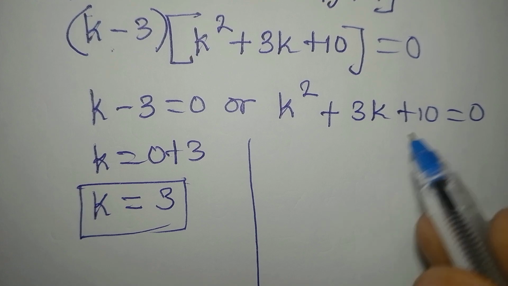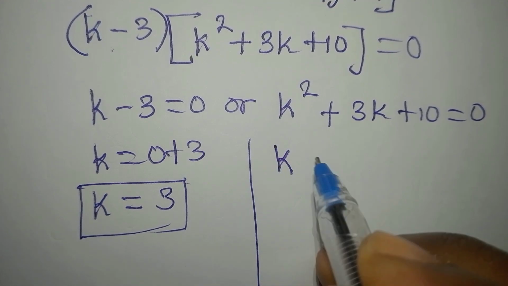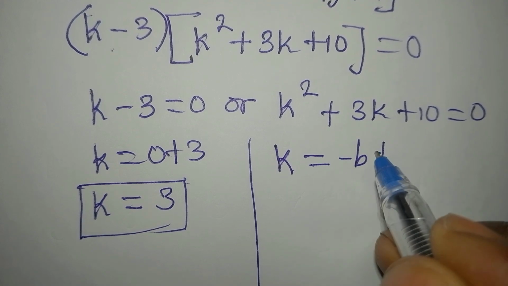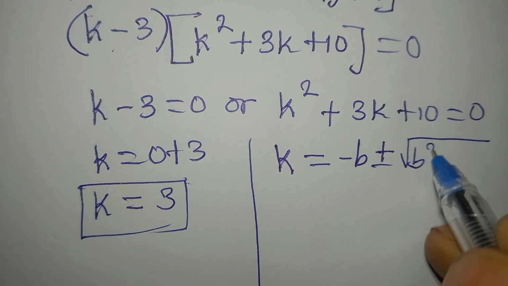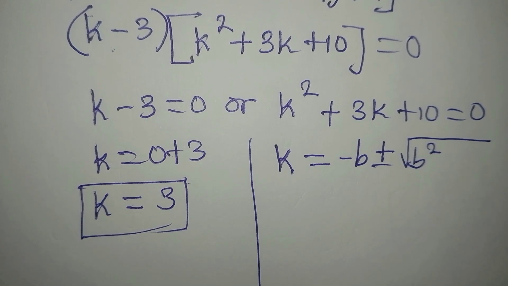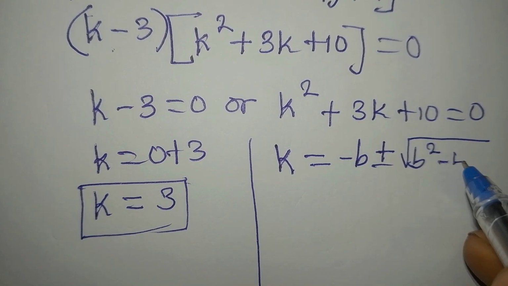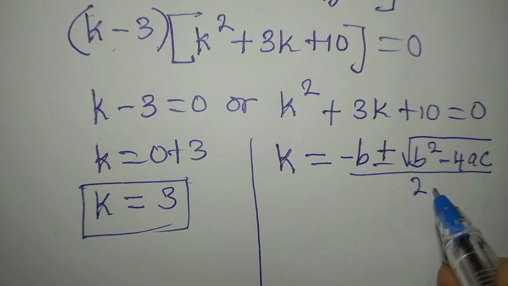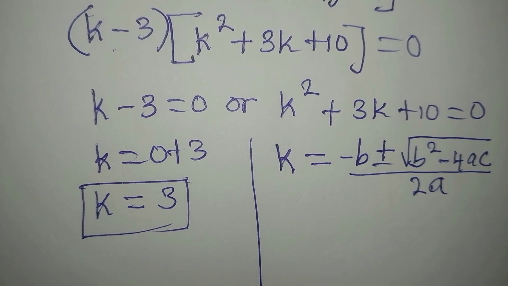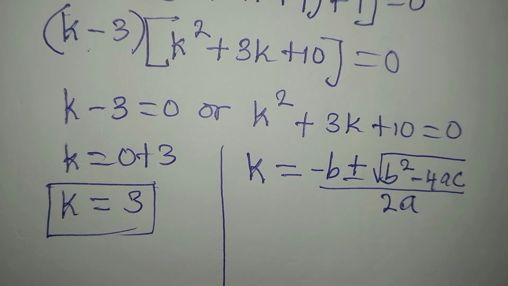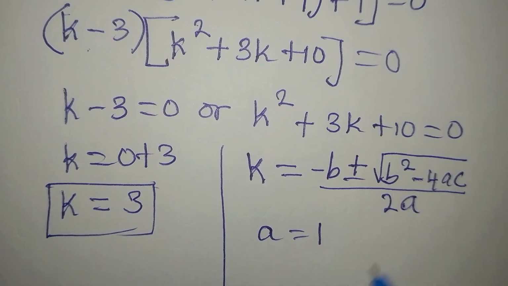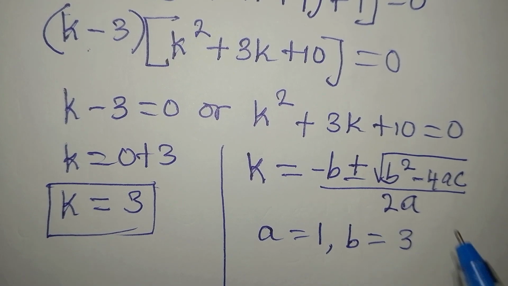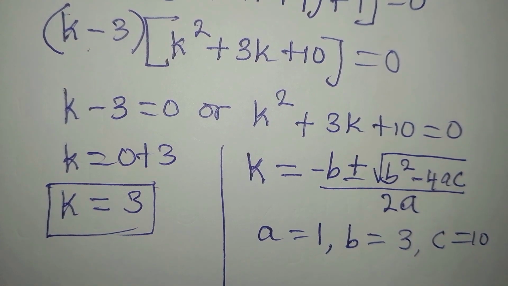To this equation, we will use the formula. Our k is equal to minus b plus or minus square root of b squared minus 4ac. Everything is over 2 times a, that is 2a. But now our a is 1, that is the coefficient of k squared. Our b is 3, the coefficient of k, and then our c is 10, that is the constant.